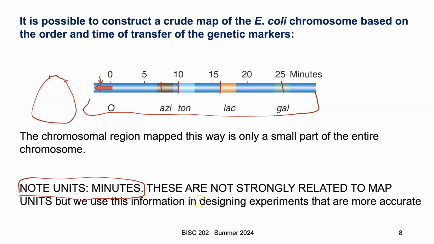The units in this case are minutes, and minutes are not strongly equivalent to map units. They're roughly related to map units, but we would not consider this particularly accurate. So we wouldn't go, oh, there's 8 minutes between here and here, so maybe that's equivalent to 8 map units. No, it's not equivalent to 8 map units, and it's not equivalent to 4 map units particularly either. So you just want to make a note between these. These are not useless. They tell us some information. Genes that are close together, genes that are far apart, and their relative order, that's all perfectly accurate. But the exact distances are not accurate.